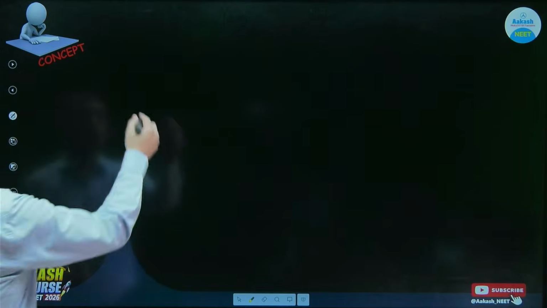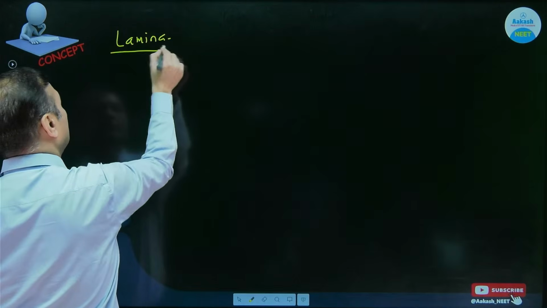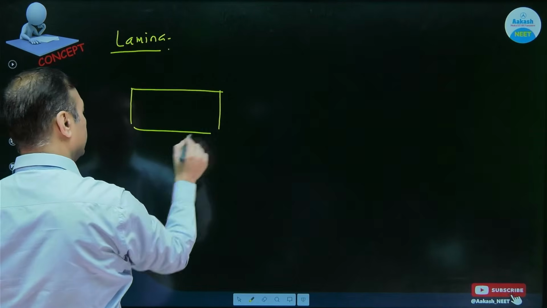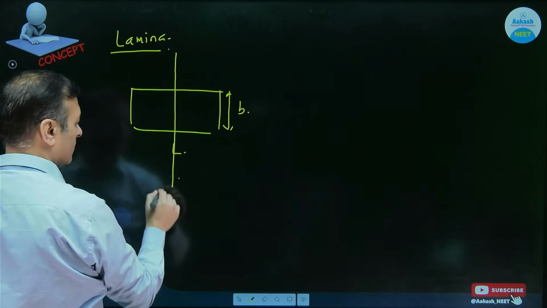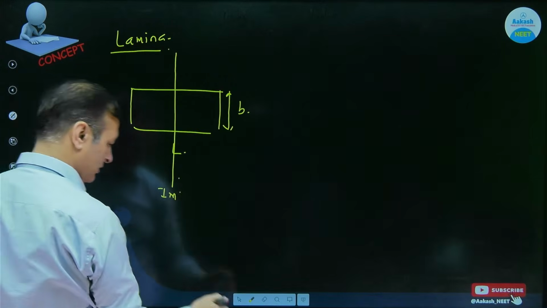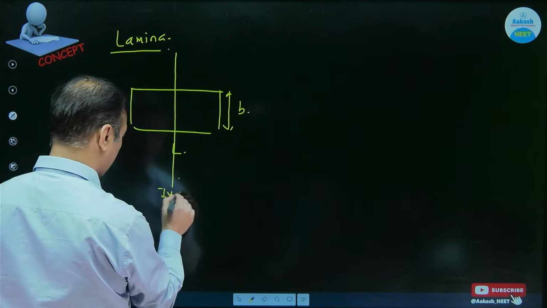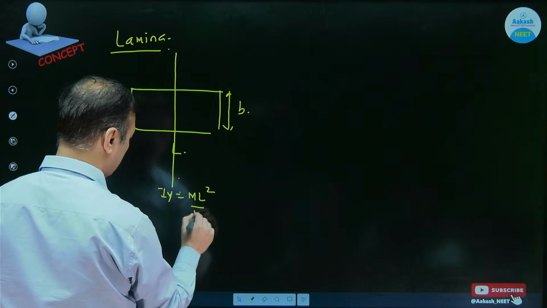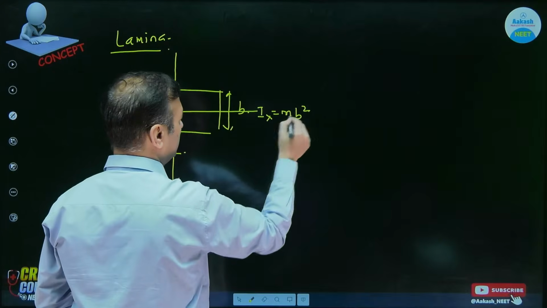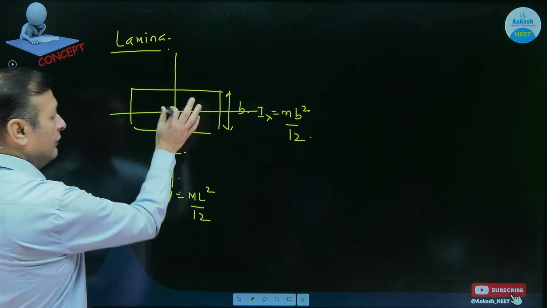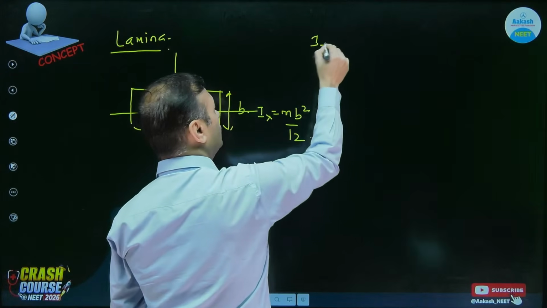If I extend this to a lamina, suppose its length is L and breadth is B. So moment of inertia about this axis, let's call it the y-axis, is ml square by 12. If I call this one the x-axis, that is mb square by 12. Now if I have to find the moment of inertia about an axis perpendicular to its plane, that means I am talking about Iz.